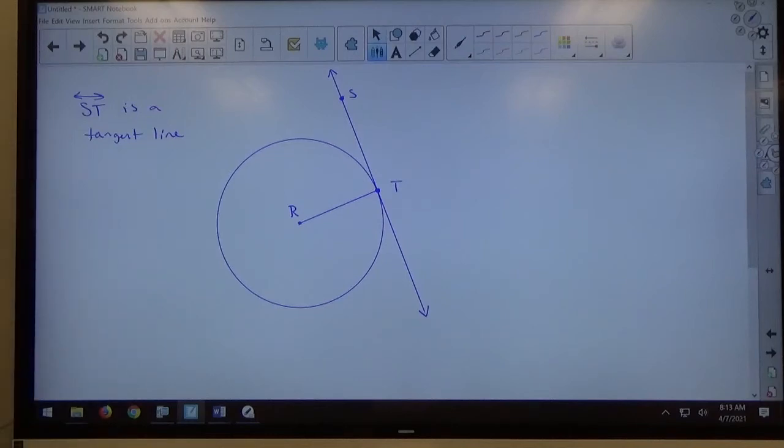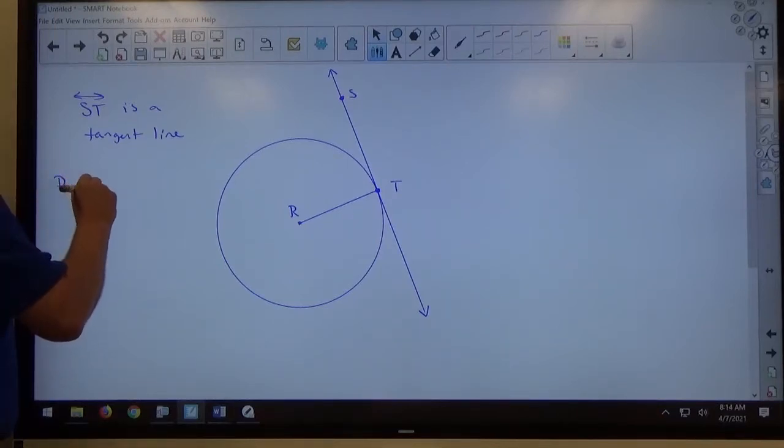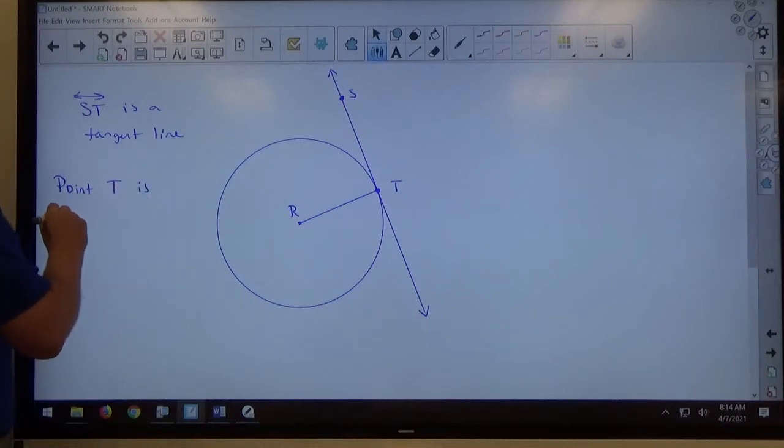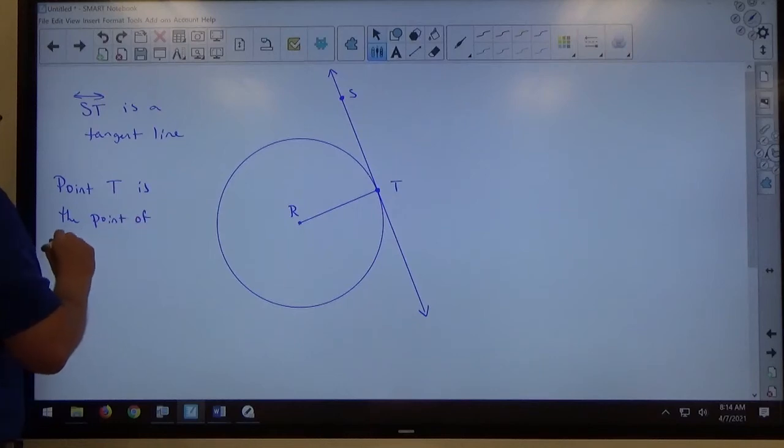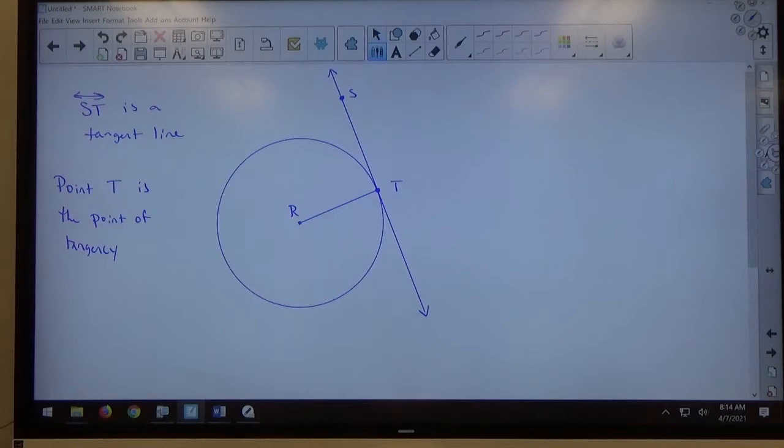Okay, so that's the first word I need you to know: tangent, or tangent line. And then point T is the point of tangency. So point of tangency would be another vocabulary that you need to know. I'm going to refer to these quite often in the instruction in the next couple of days. We'll be dealing with circles and tangents to circles, points of tangency, things like this. So when I'm using these words, and these are new words to you guys, you need to know what these words mean and what they look like.